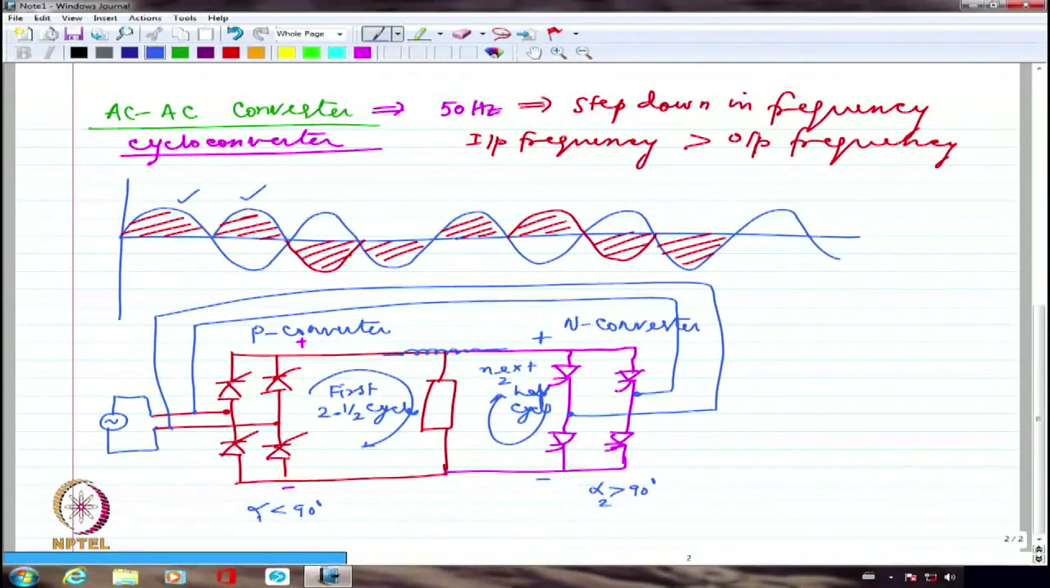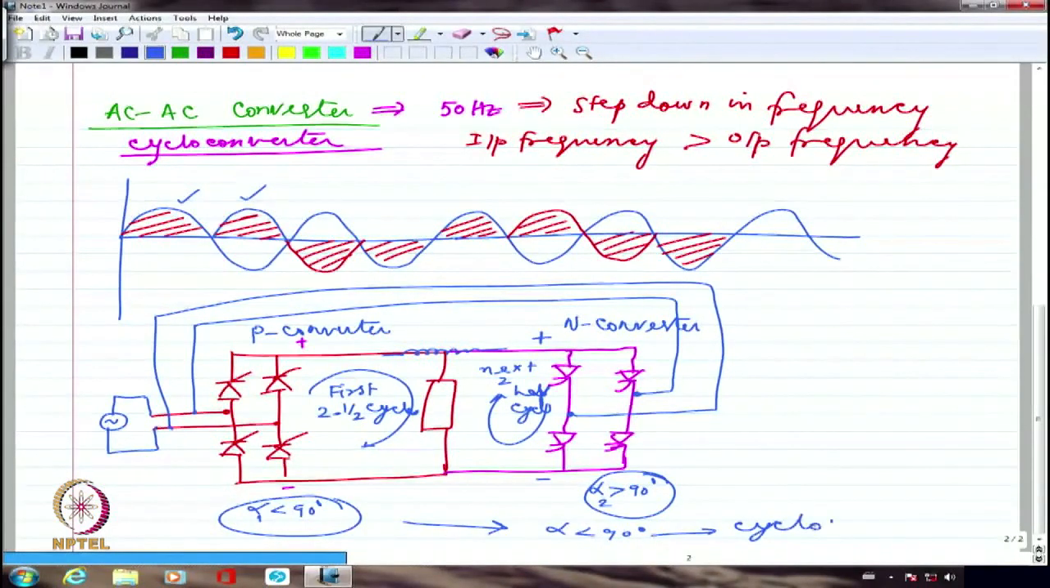Right? So which means in both the cases, I will have alpha less than 90 only. Both alpha 1 and alpha 2. So this is for cycloconverter operation. Both alphas will be less than 90, but they will work completely disjointly. They will not work together. When one is working, the other one will not be working, and vice versa.